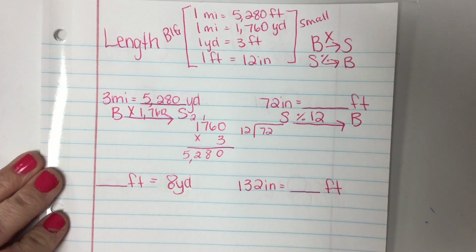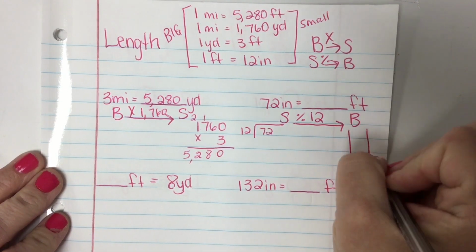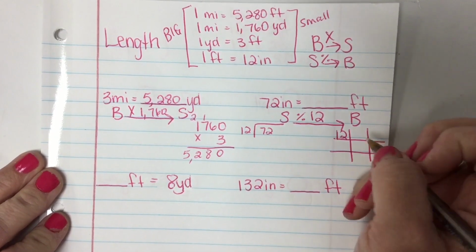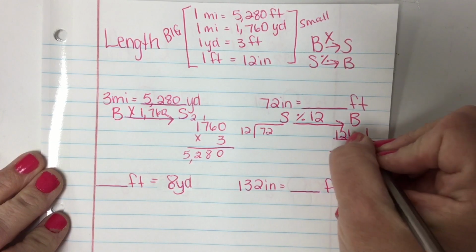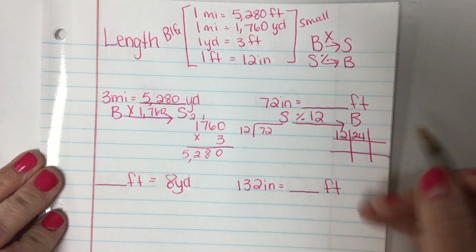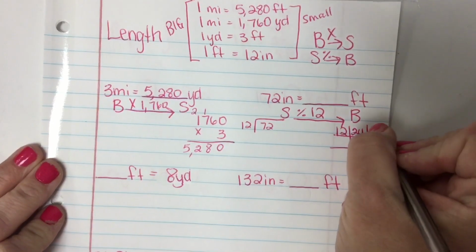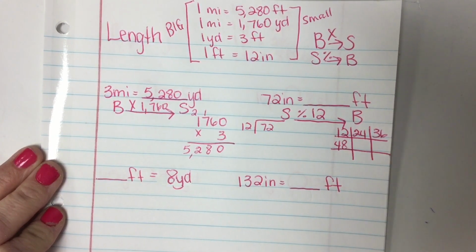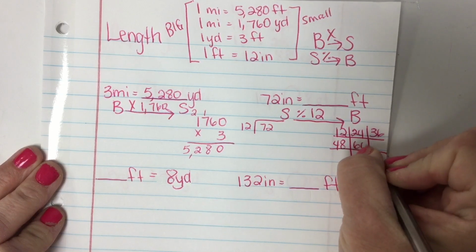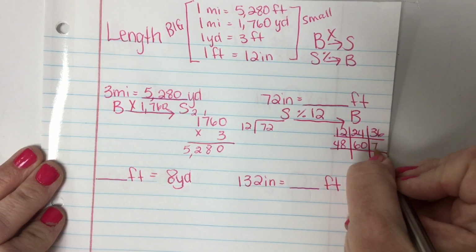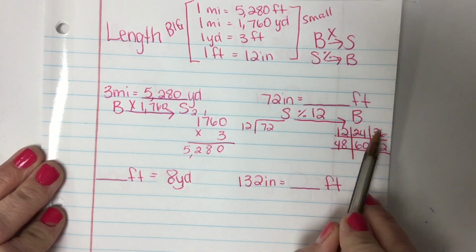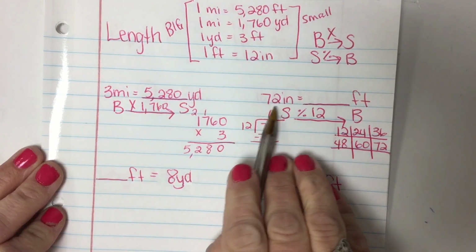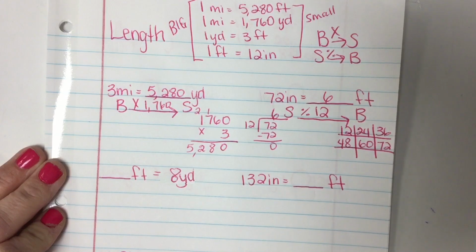Okay, remember, if you're not great with your multiplication facts, make yourself a tic-tac-toe chart, and then you're just going to skip count by 12. 12 plus 10 is 22. 22 plus 2 is 24. So I'm adding 10 and then adding 2. 24 plus 10 is 34, plus 2 is 36. 36 plus 10 is 46, plus 2 is 48. 48 plus 10 is 58, plus 2 is 60. 60 plus 10 is 70, plus 2 is 72. So there we go. 1, 2, 3, 4, 5, 6. 12 times 6 is 72. So that means 72 inches is 6 feet.